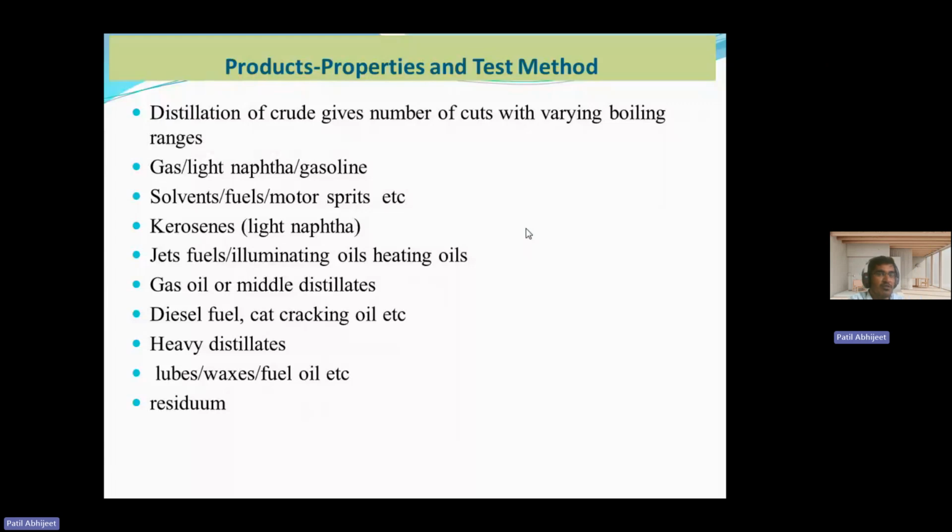The majority of it remains in the form of solids. So these are the general products which are obtained either from vacuum distillation or from atmospheric distillation.